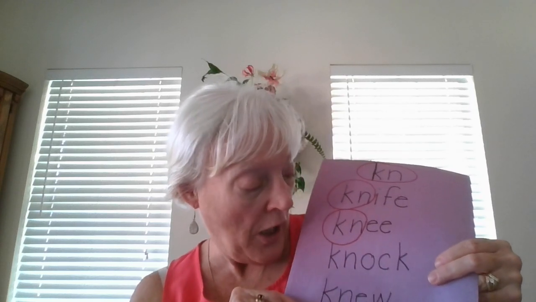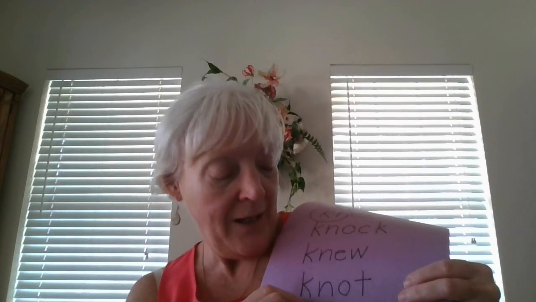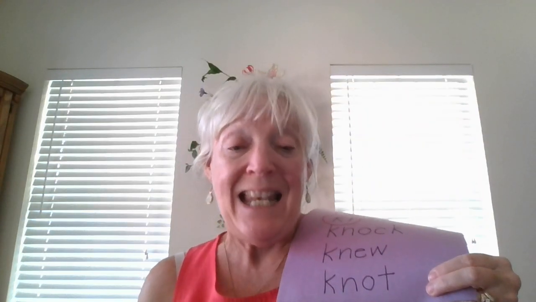Okay, let's go to the next one. Here we have our CK at the end after a short vowel again. So what's the word? Knock. You have to knock at the door. Okay, here's our EW. We had that one before too. Ew, you. Try ew first. Knew. I knew the answer. And the last one. Short O, consonant after it. Knot. Don't get the shoelace in a knot.